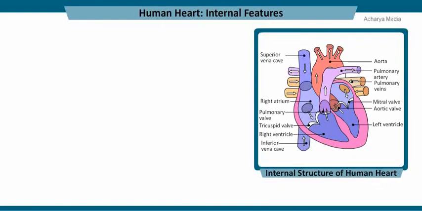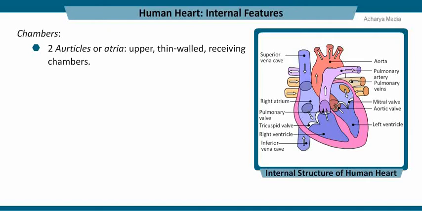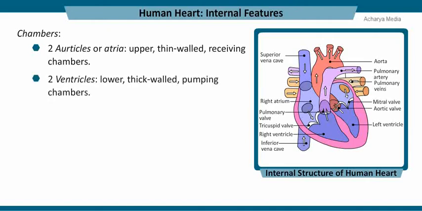Human heart is internally divided into 4 chambers, 2 upper, thin-walled chambers called auricles or atria, which are involved in receiving blood, and 2 lower thick-walled chambers called ventricles, which pump blood to various parts of the body. Unidirectional flow of blood is controlled inside the heart by the presence of flap-like structures called valves.